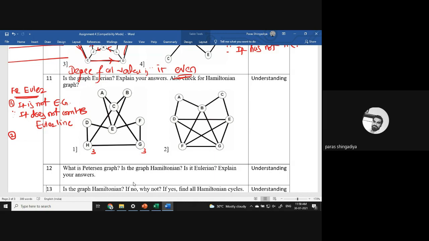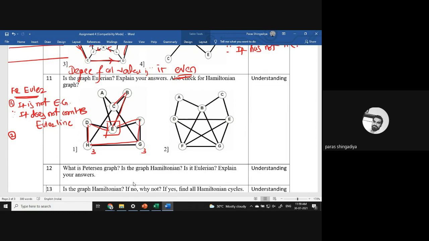Let's verify that. You started from C. Let's take it. C to B, then B to E, E to F, F to G, G to H, H to D. Now that is contradictory here. It repeats one vertex more than one time. E is repeated more than one time in your route. So it is not a Hamiltonian graph.